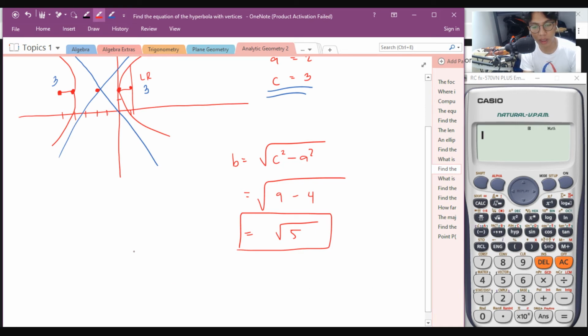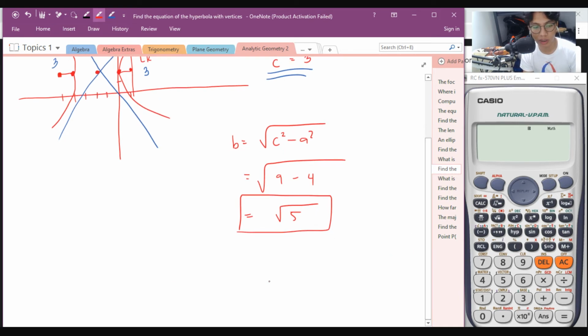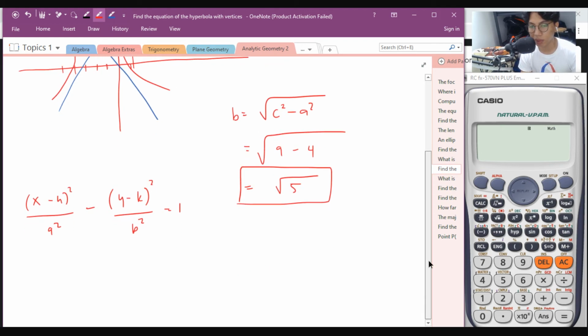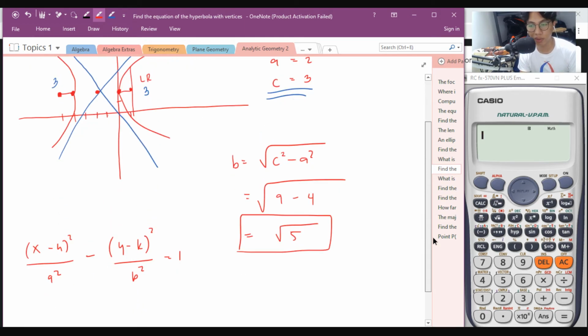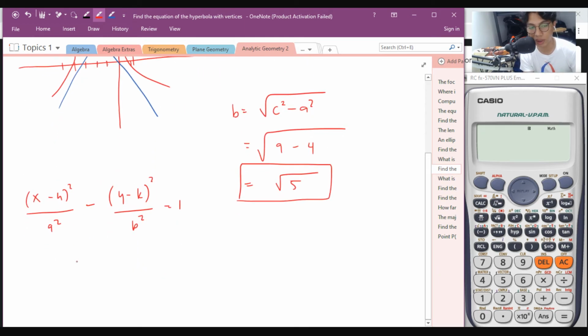Now, hanapin na natin yung kanilang general equation. A general equation is negative (x minus h) squared over a squared. Bakit a squared? Pabuka dito eh, left and right, hindi naman pataas pababa. Minus (y minus k) squared over b squared equal to 1. Hanap natin yung general equation niya ha. Find the equation. General equation ang hinahanap dito, hindi standard.